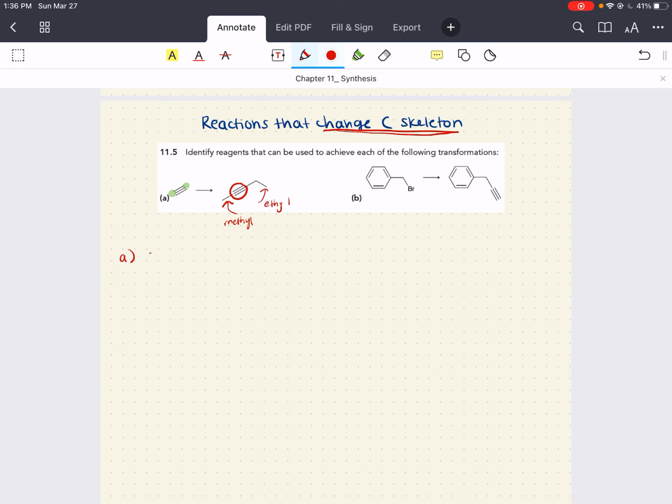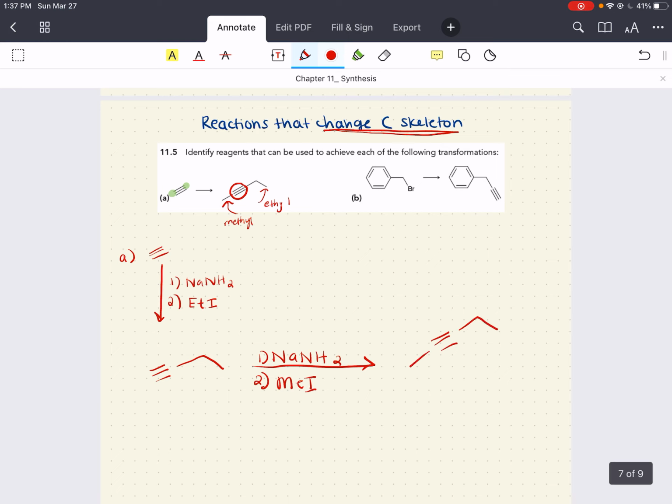If we start off with a triple bond, we can treat it with NaNH2 and then treat it with whatever alkyl group we want to add to it. If we want to add that ethyl group, we're just going to add ethyl iodide, for example, and that's going to take this triple bond and add that ethyl group to it. Fantastic. We're going to have to do this one more time because we want to add a methyl group to the other side. So again, same technique, NaNH2, and then the group we want to add, methyl iodide. That takes our triple bond now and adds a methyl group to the end.